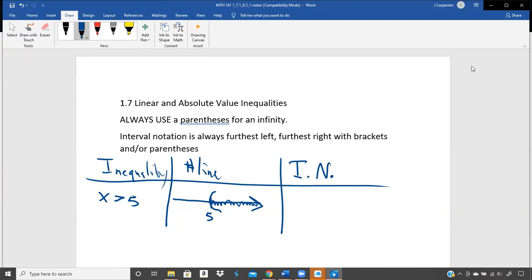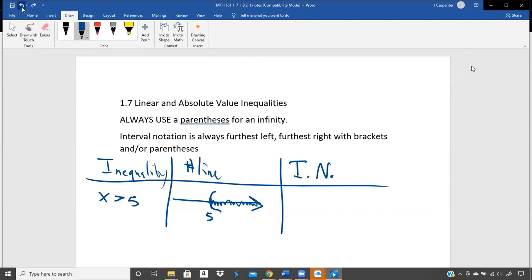In interval notation, if you were to do the number line first, it always goes the furthest left that's shaded, then a comma, that comma is part of the notation, then the furthest right that's shaded. And then you'll put parentheses or brackets around the outside numbers, depending on the case.